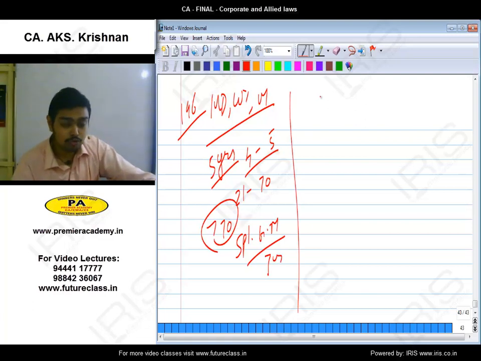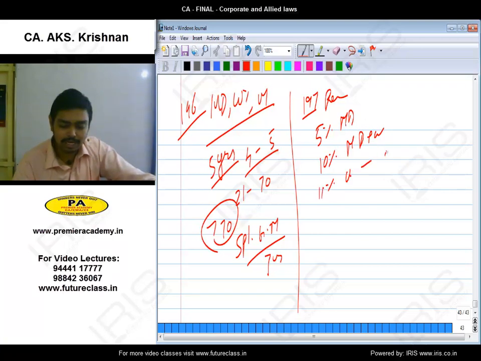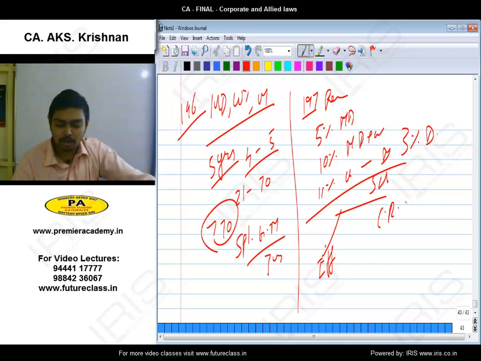Then 197, remuneration. Come on, how much? 5% in case of MD, 10% in case of MD and whole-time director, then 11% in case of MD, whole-time director and directors. Then 3% in case of other directors. Then Schedule 5 limits. We have effective capital, then we have current relevant profit.